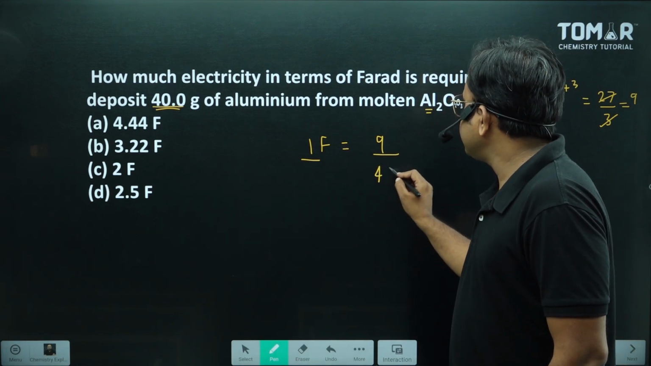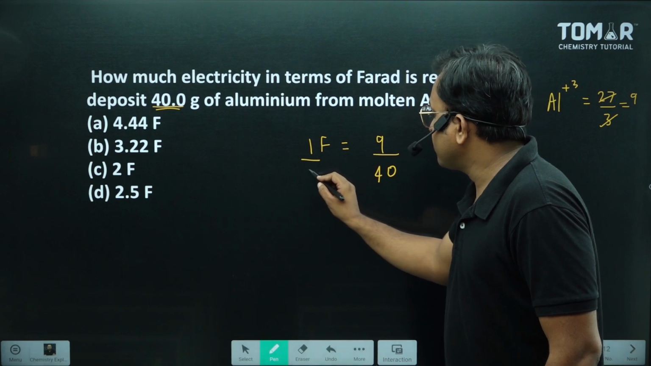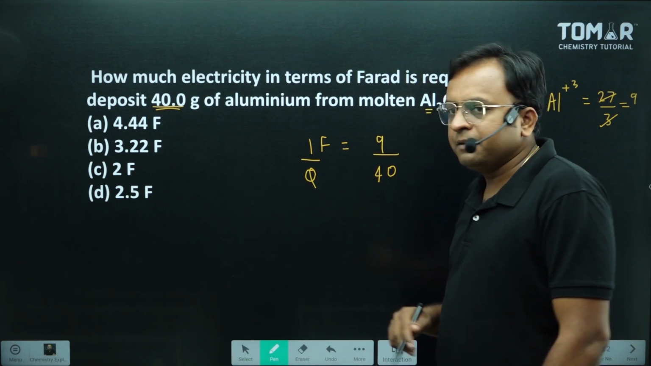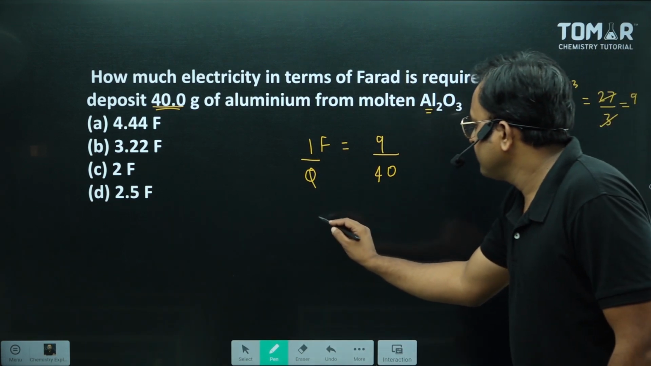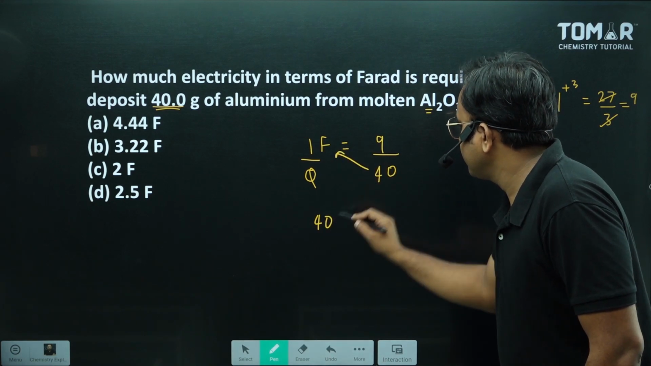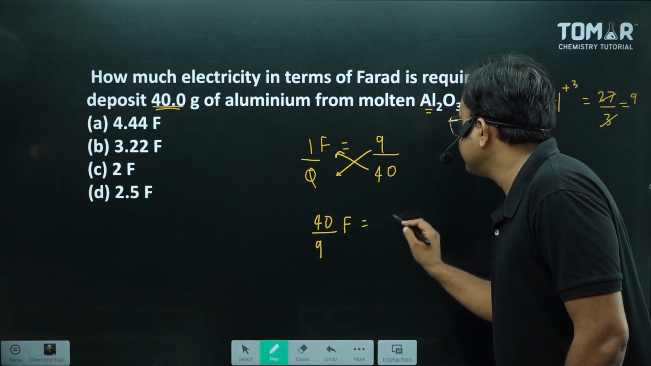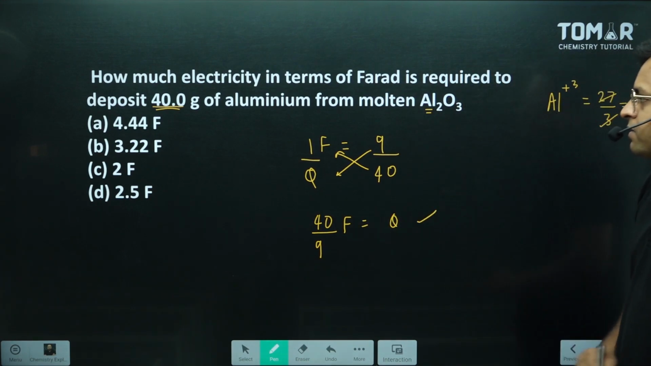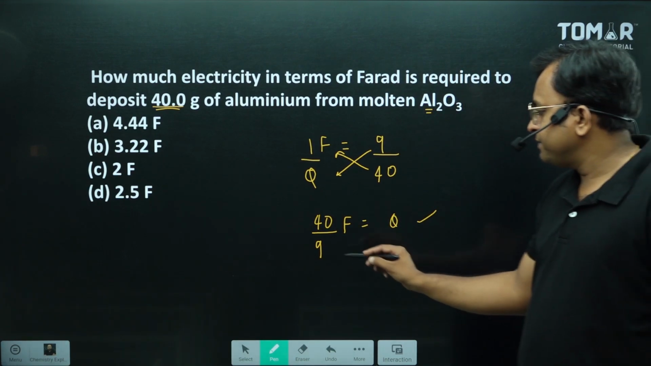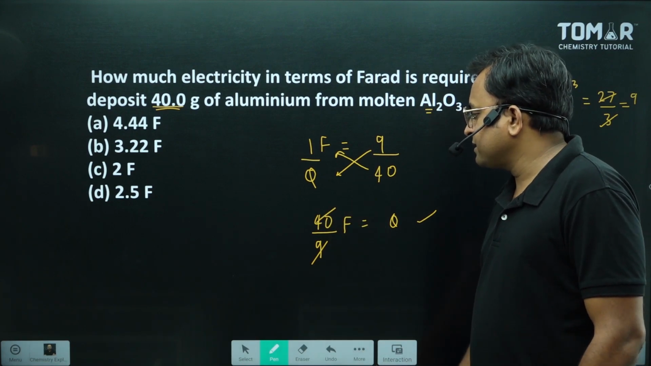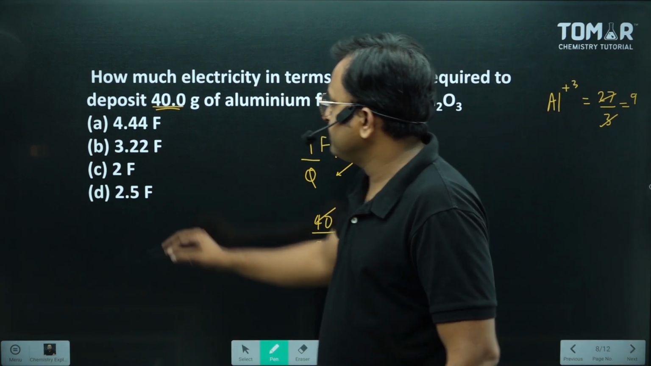Then how much electricity is required to deposit 40 gram? 40 upon 9 farad is equal to Q. This much electricity is required to deposit 40 gram of aluminium. 9 4s are 36. This is 4.44 farad.